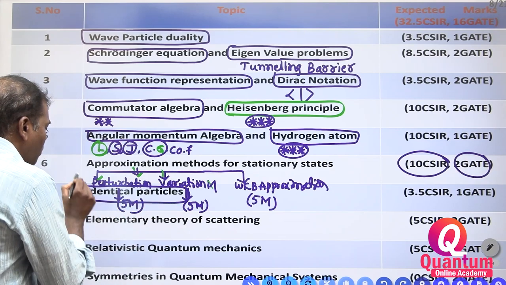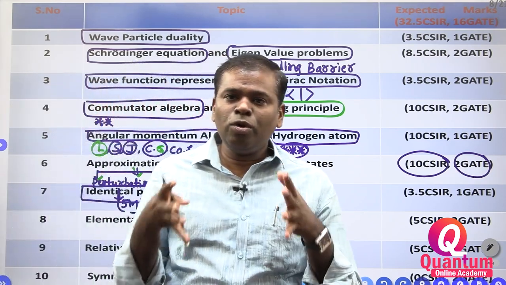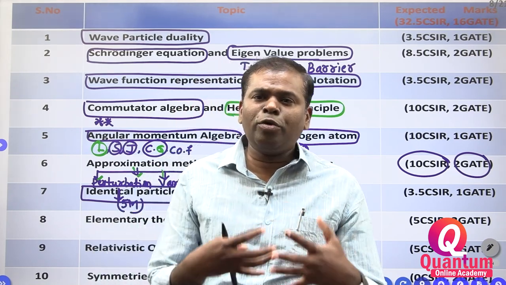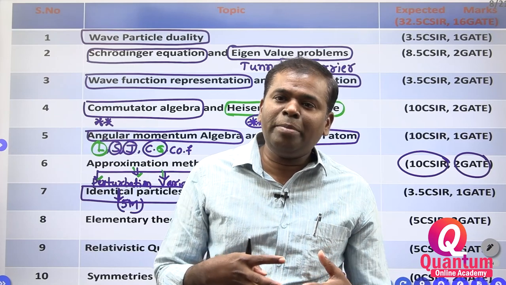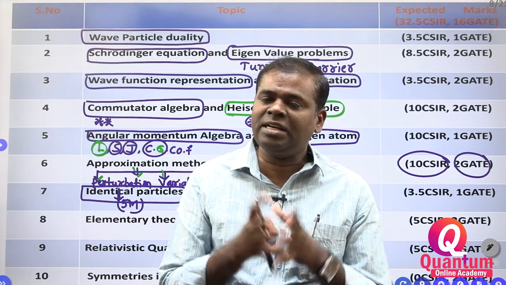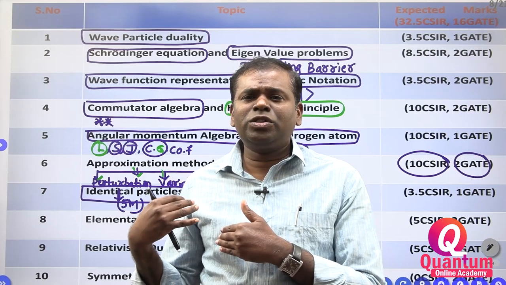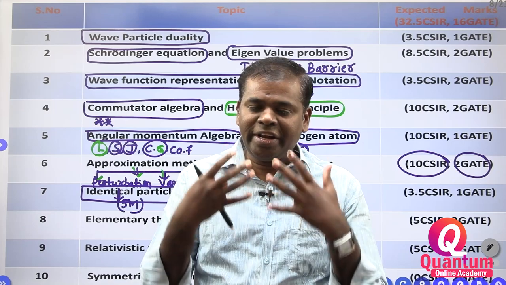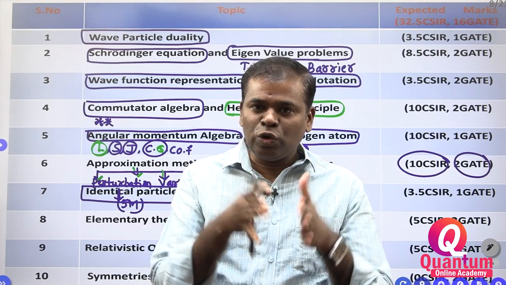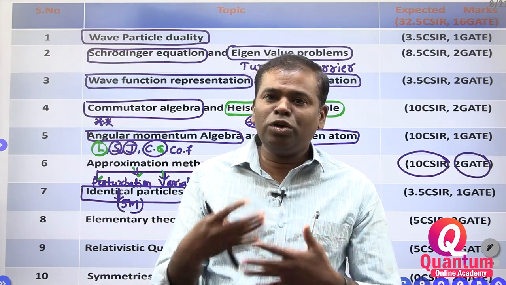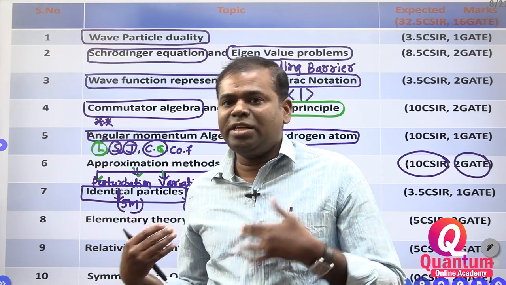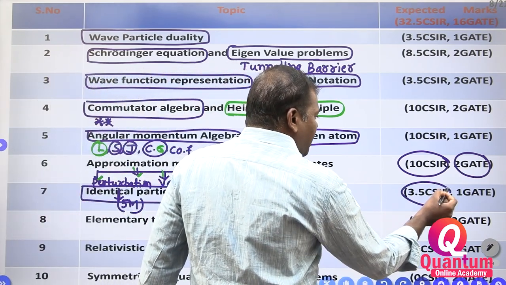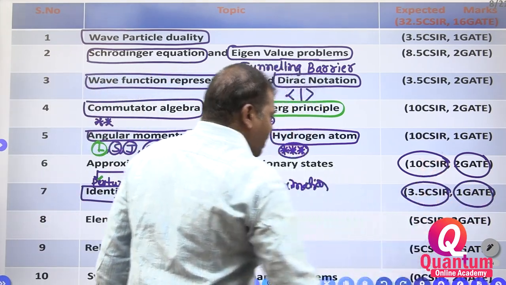Identical particles: bosons and fermions are identical particles. If it is a boson, how do we represent the wave function? If it is a fermion, how do we represent the wave function? They ask these questions. Any person can do these questions, even 10th class students, if we teach them, because if you know addition and subtraction symbols, it is easy to learn identical particles. Maybe sometimes they may ask 3.5 marks in CSIR, 1 mark in GATE.